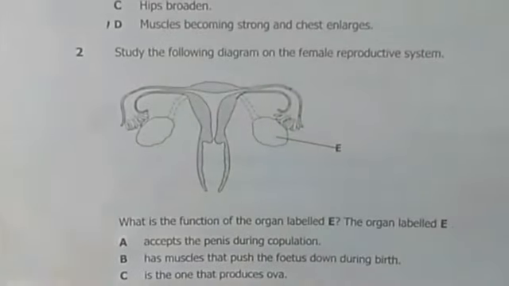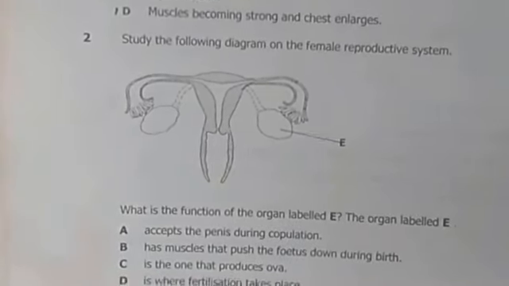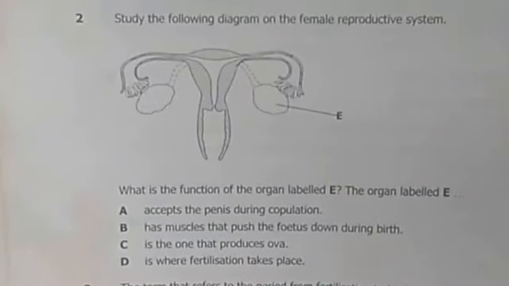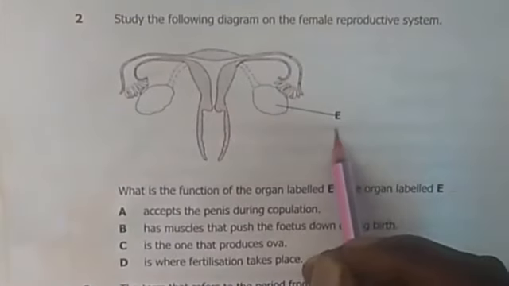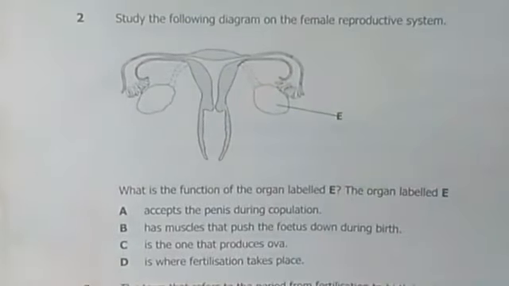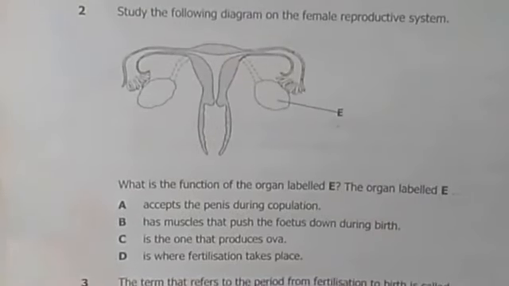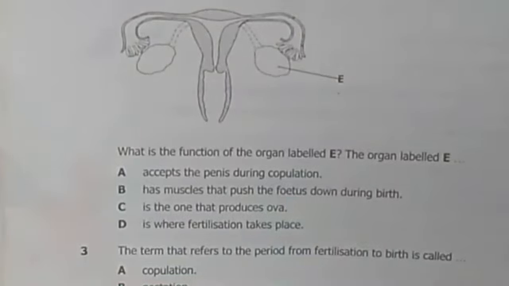Let's go to question 2. Question 2 is, study the following diagram of the female reproductive system. We can see letter E there. Then the question is, what is the function of the organ labeled E? First of all, what is it? The organ E is the ovary. So what is the function of the ovary?